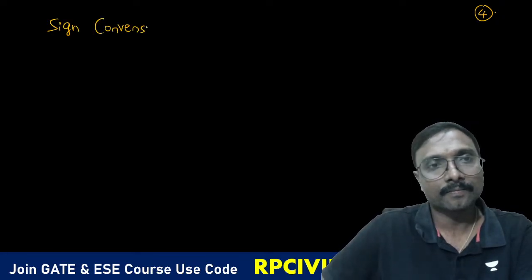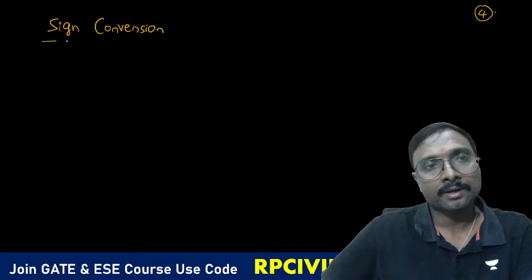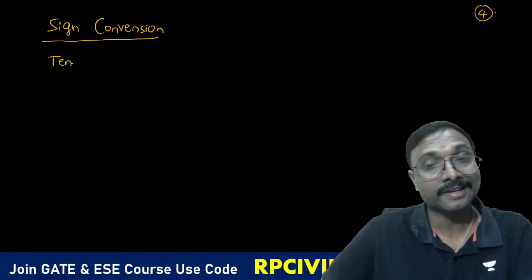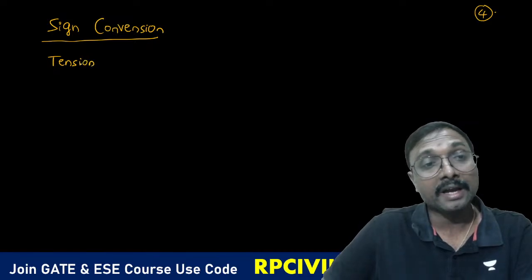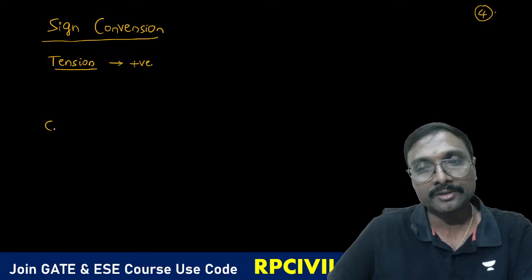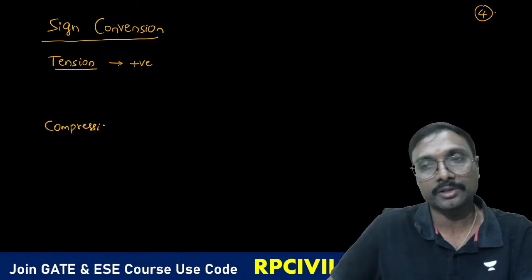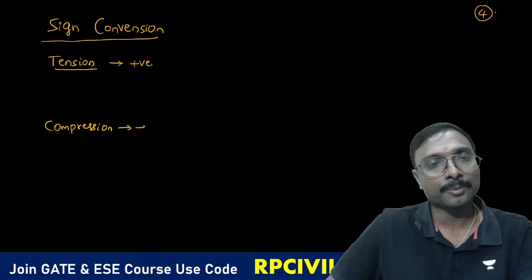So there are sign conventions. What is a sign convention? Since only axial forces will be there, tension will be taken as positive and compression will be taken as negative, right?